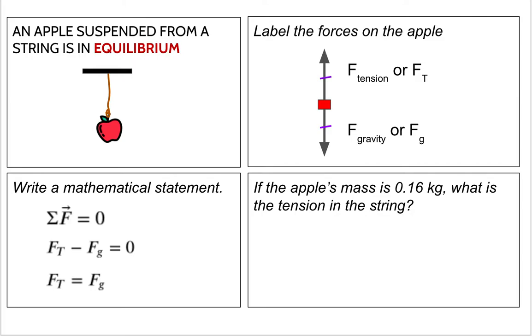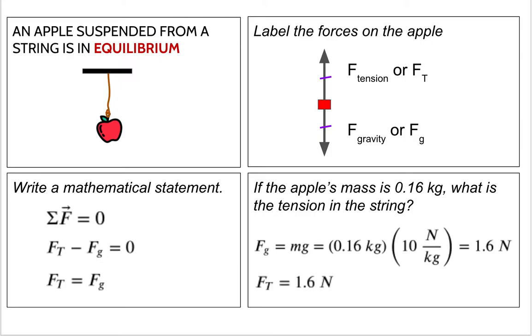Let's take a look now if we put some numbers into this. If the apple's mass is 0.16 kilograms, we should be able to figure out the tension in the string. To do that, we would first want to use that mass and assume that we're on Earth and calculate the gravitational force, or the weight of that apple. And in this case, we would end up multiplying by 10 and get 1.6 newtons. And then because we know it's in equilibrium, we know that that downward force would have to equal the upward force of tension, and that would give us our answer.